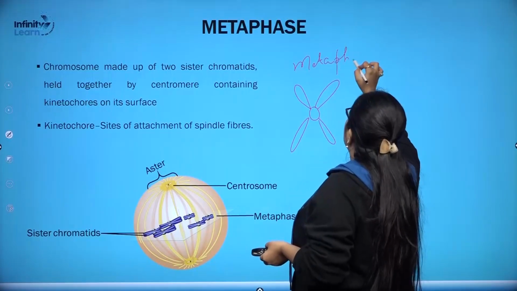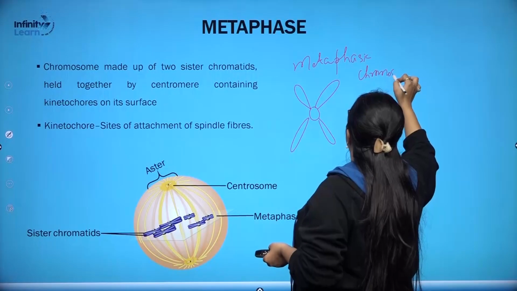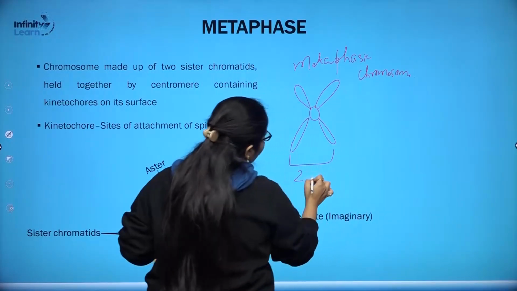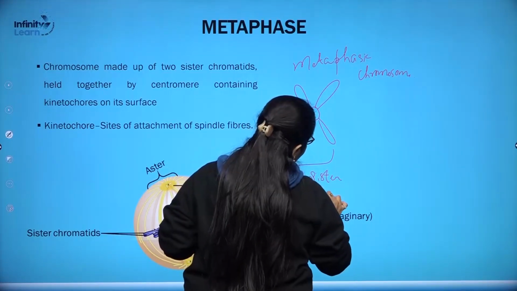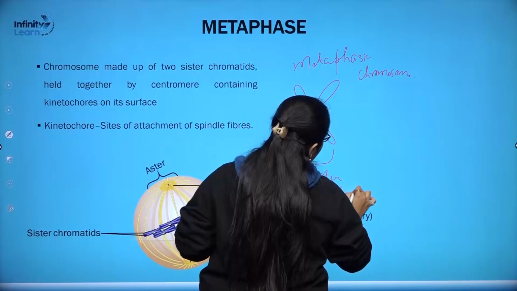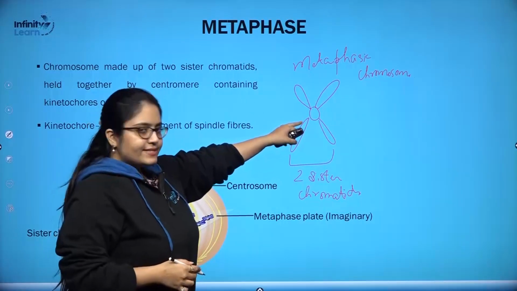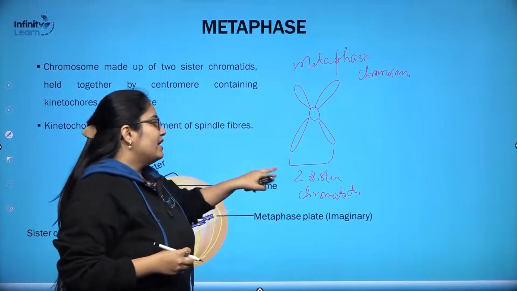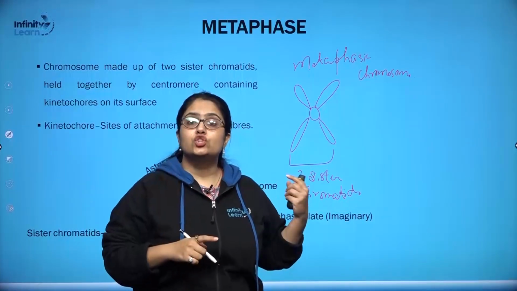This is a metaphasic chromosome. This chromosome will have two sister chromatids. तो ये रही आपकी two sister chromatids, and this is the primary constriction centromere which is holding these two sister chromatids together.